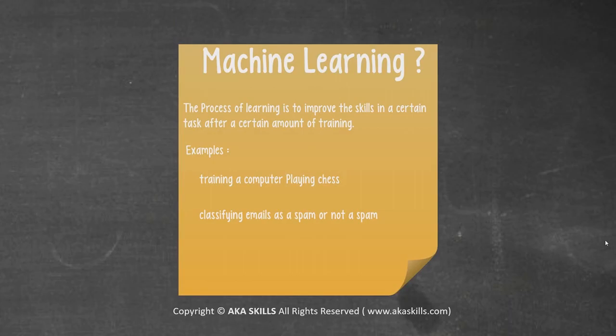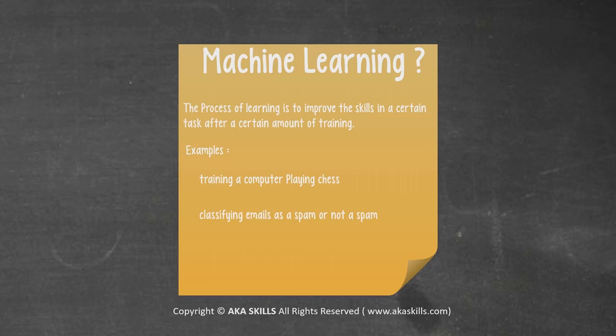So what's machine learning? What's learning itself? The process of learning is to improve the skills in a certain task after a certain amount of training. So, for example, we train a computer to play chess just by making the computer watch many, many chess games. In time, the computer is going to learn to play chess even better than the people it learned from.